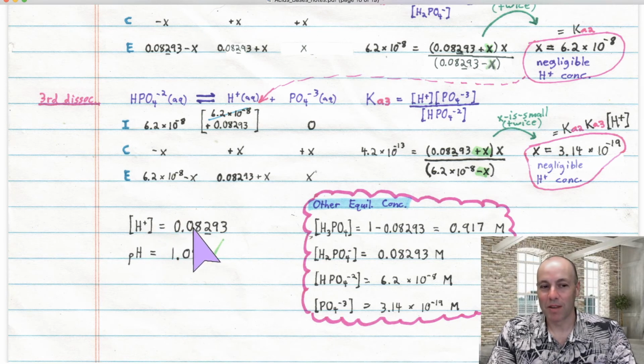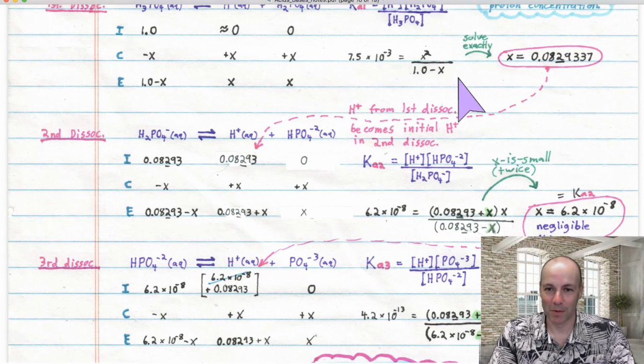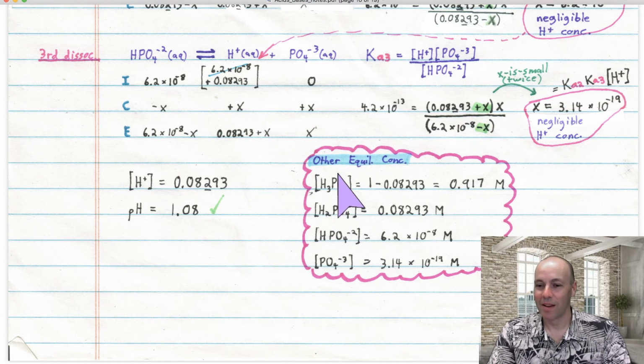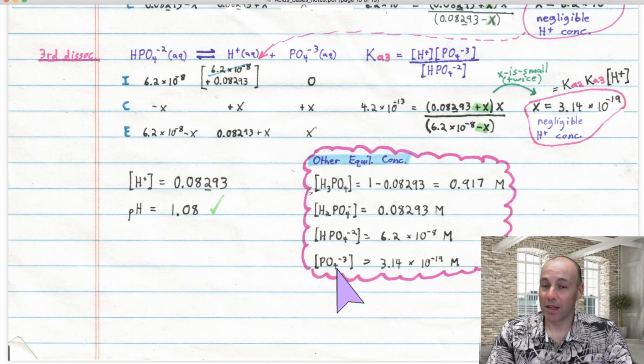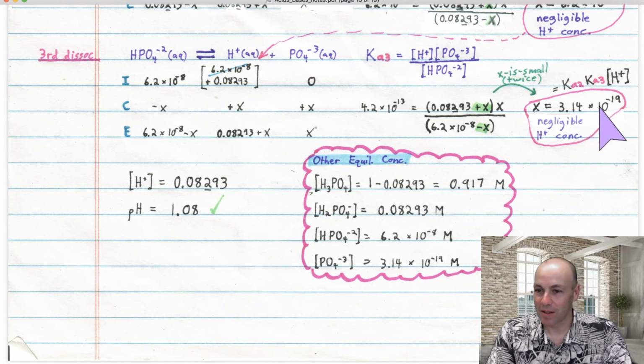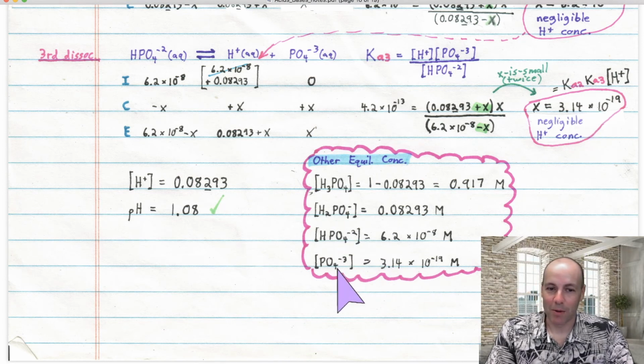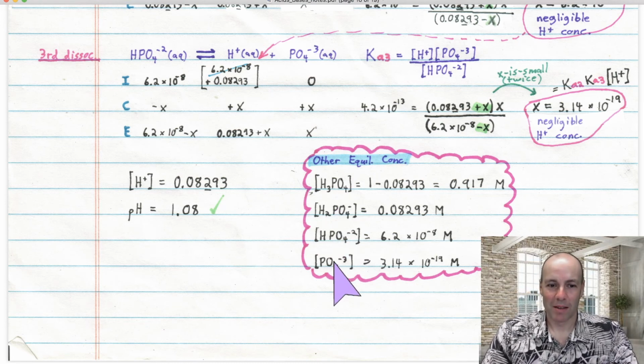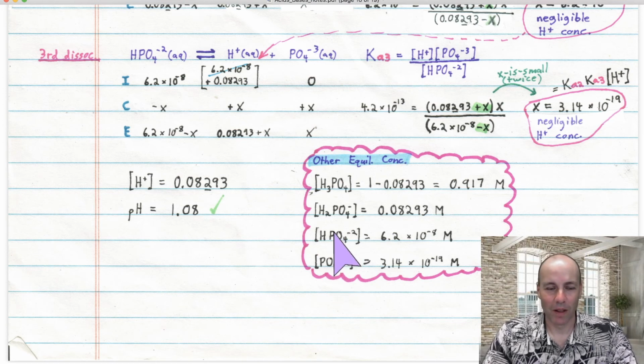So the proton concentration is 0.083, which is what we got from the first one. And so you can plug that into the pH equation and calculate 1.08. Now you can, if you want, figure out what all the other concentrations are at equilibrium. We already said the phosphate concentration is that, and you can figure out the other ones. So, be on the lookout if you're dealing with polyprotic acids. Make sure you know what you're asked for. If you're asked for the phosphate concentrations, you have to go through all three.